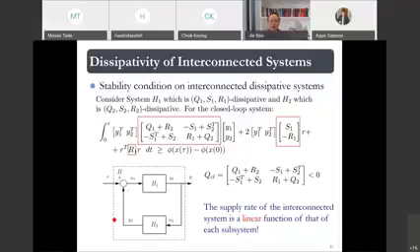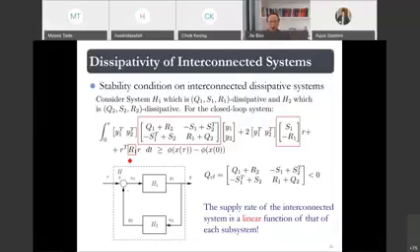Now, the dissipativity of the closed loop system, we can have the Q of the closed loop system given in this box. So you can see that it's a linear combination of the coefficients of the supply rates of H1, H2. And the S of the closed loop system is S1 minus R1. And the R of the closed loop system is R1.